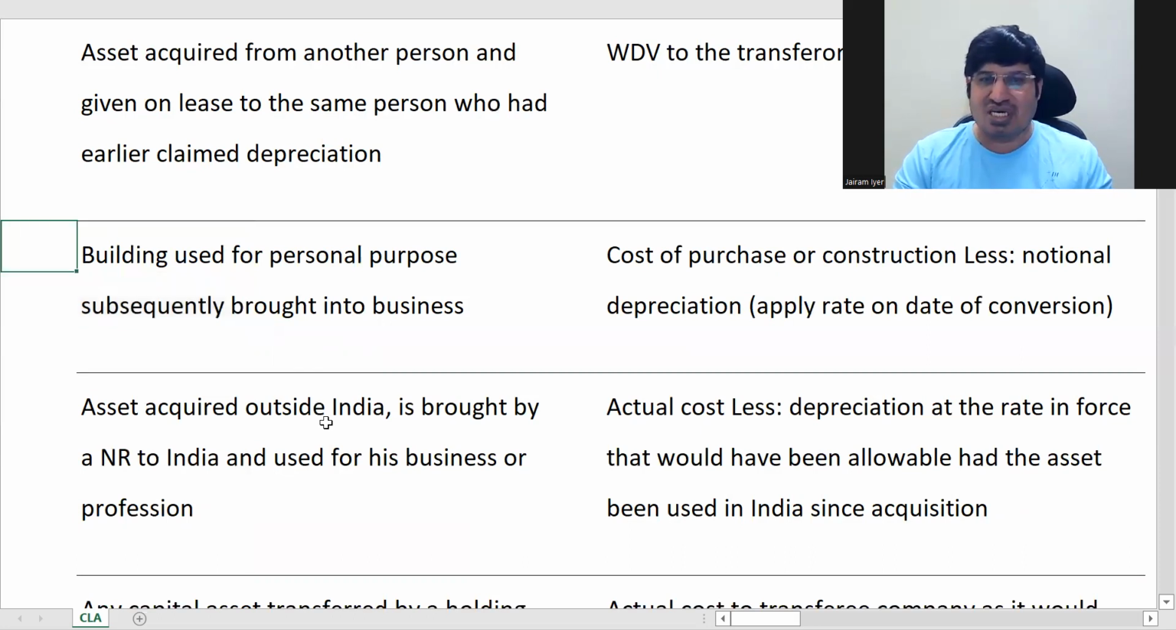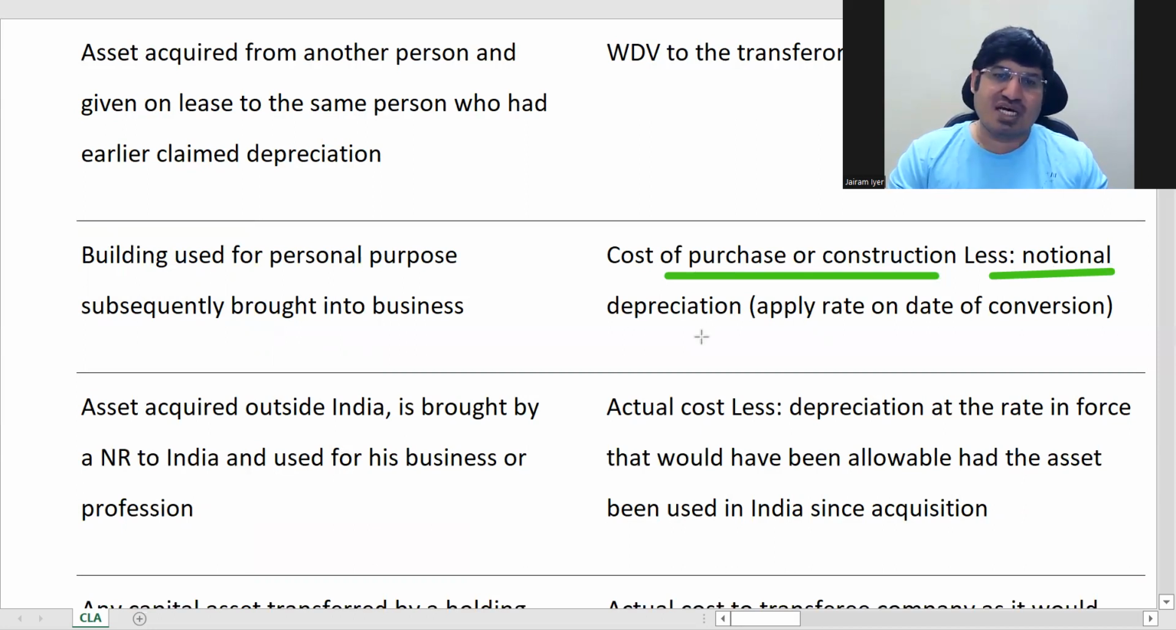For that, what is done is take the purchase or construction cost, less notional depreciation. Charge notional depreciation on building. Apply rate on date of conversion.